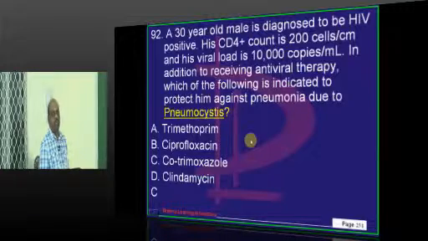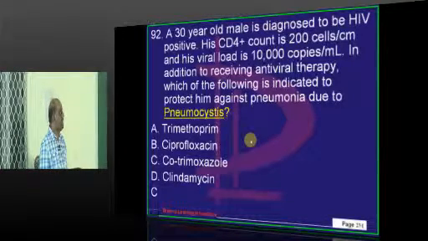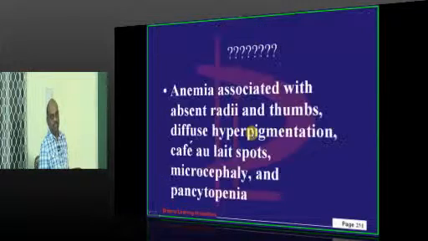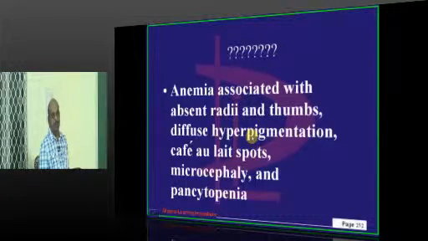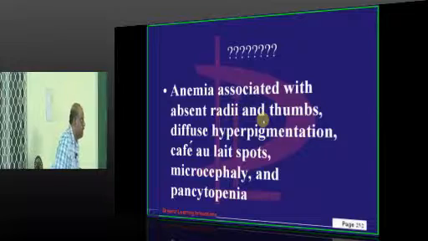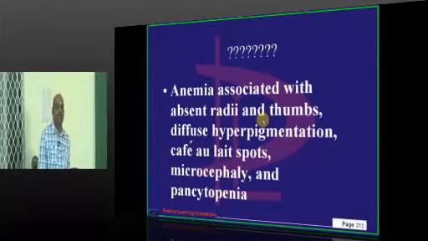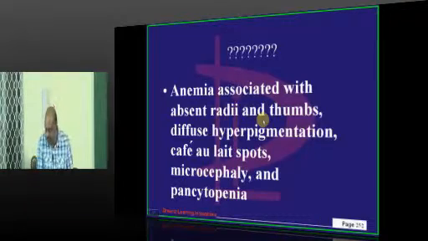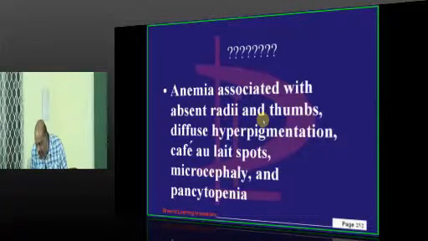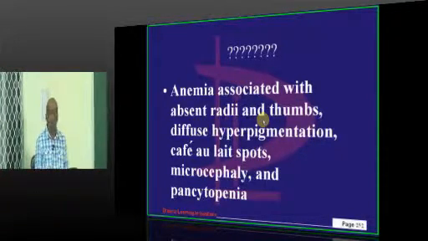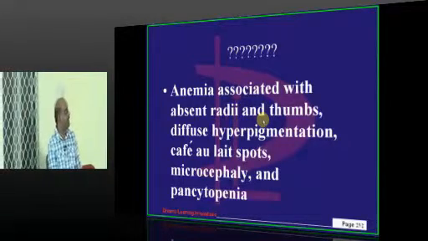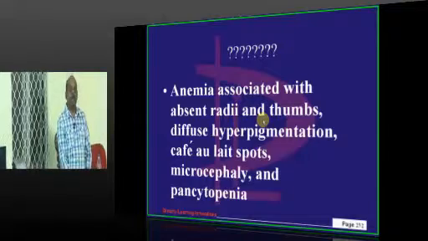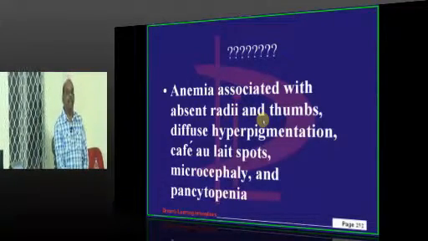Then coming to pneumocystis, we use double strength cotrimoxazole as a very important prophylactic drug. Should be an answer. There is anemia, absent radii, absent thumbs, café-au-lait spots, microcephaly, pancytopenia.